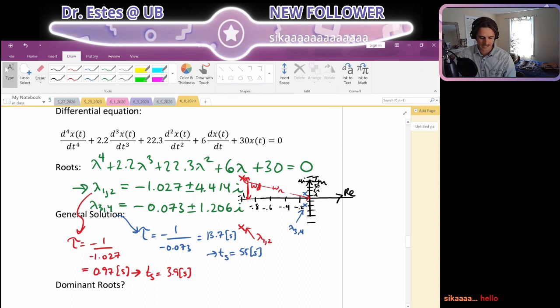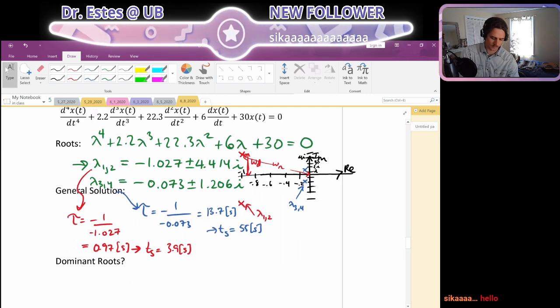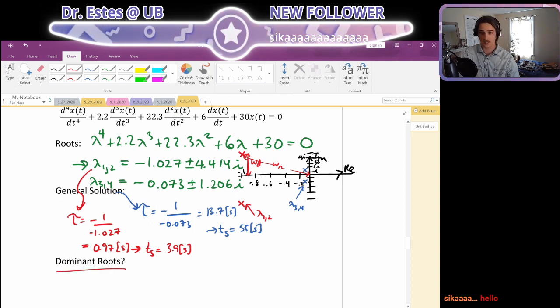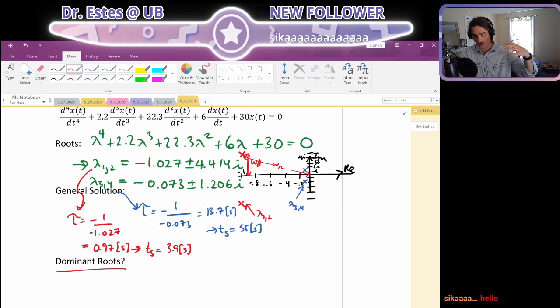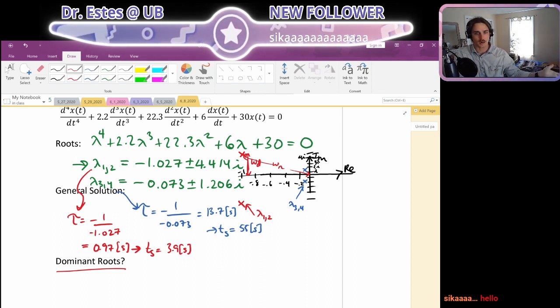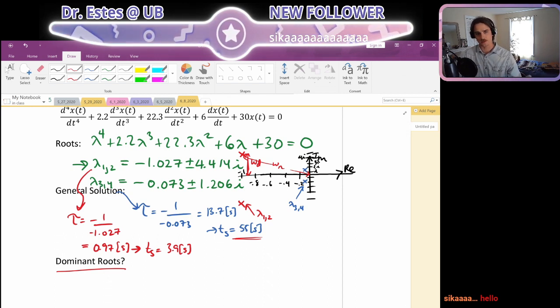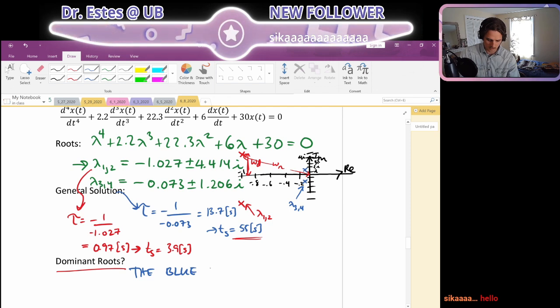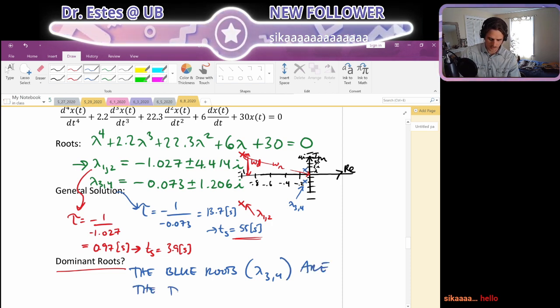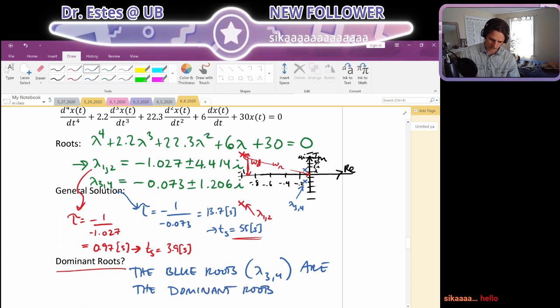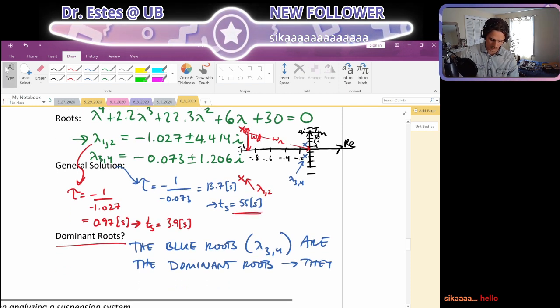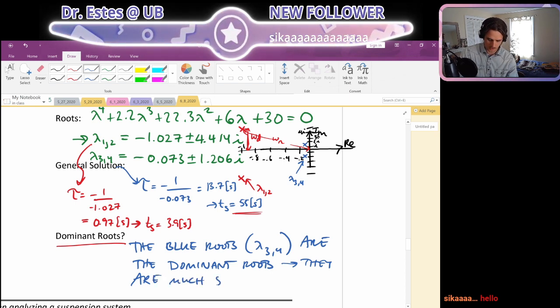Okay, so we see the red roots are much faster than the blue roots. And do we have dominant roots? Yes. The dominant roots are the slowest roots. Since the red roots decay so quickly, like in 4 seconds they're gone, there's like 50 seconds left just for the blue roots to decay. And so most of the time, the response is just going to look like the blue. So lambda 3 and 4 are the dominant roots. They are much slower.